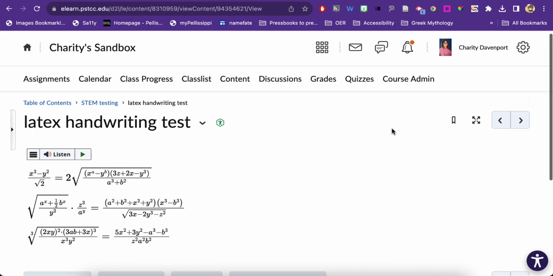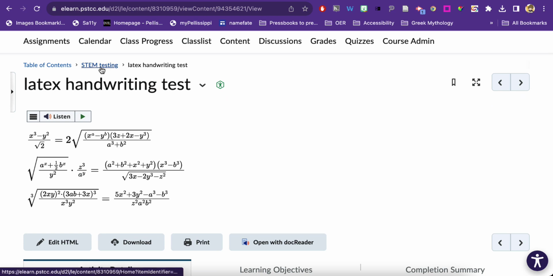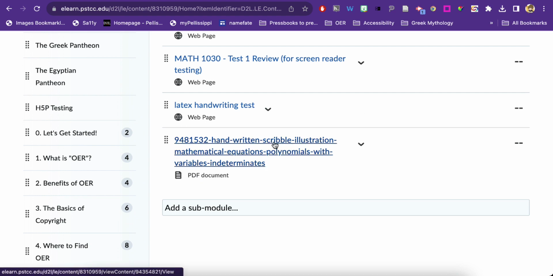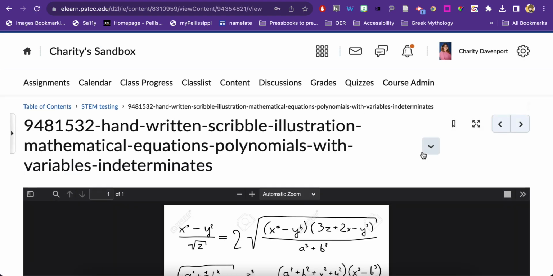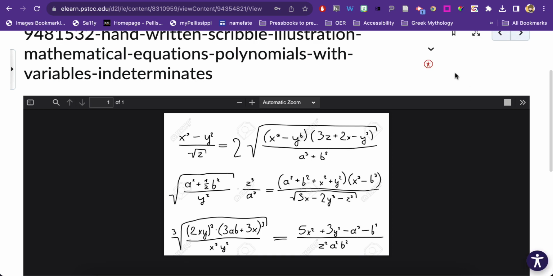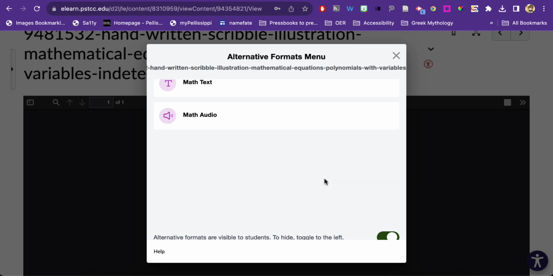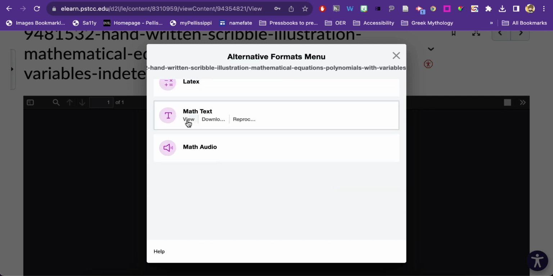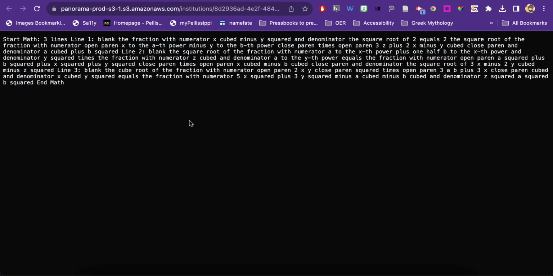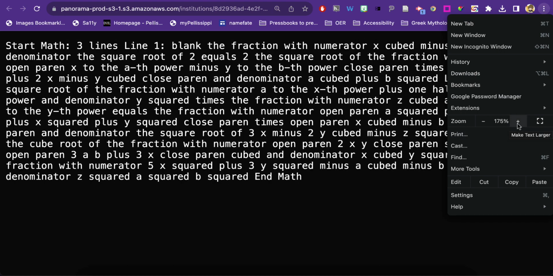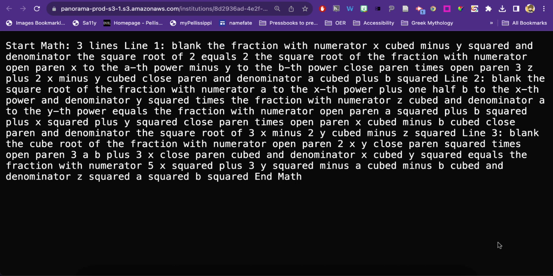So let's go back to the other two things that we wanted to look at. And that is the text and audio for that PDF. I'm going to go back and open that PDF. We have our alternative formats. We'll go back to math formats and let's take a look at the math text. I'm going to go to view, and that gives me kind of like the readout for how it would be pronounced. I'll make it a little bit bigger if that helps, and I'll let you take a look at this.